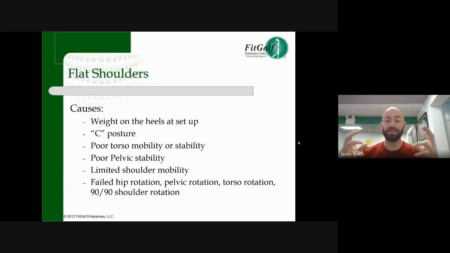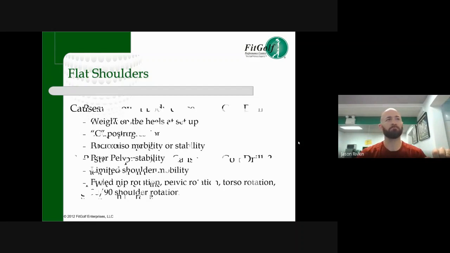Poor stability in the pelvis or in the glutes. So doing that exercise that Greg just showed you will address that. Limited shoulder mobility, right? So if we see somebody who can't externally rotate the right arm or the trail arm, that could potentially lead to obviously a chicken wing, but a lift of the spine and shoulders. And then in terms of functional movement, if you failed the hip rotation test, pelvic rotation test, torso rotation test, and the 90-90 shoulder rotation test, those all correlate, not cause, but correlate with the flat shoulder plane issue in the golf swing.